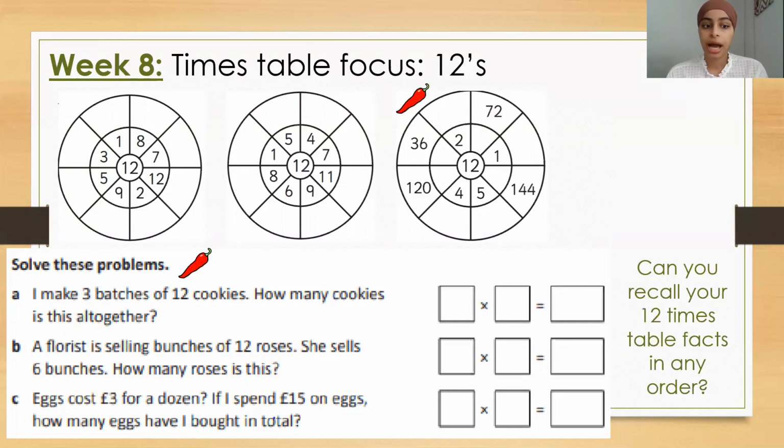So A, I make 3 batches of 12 cookies. How many cookies is this all together? Okay. B, a florist is selling bunches of 12 roses. She sells 6 bunches. How many roses is this? And C, eggs cost £3 for a dozen. If I spend £15 on eggs, how many eggs have I bought in total?